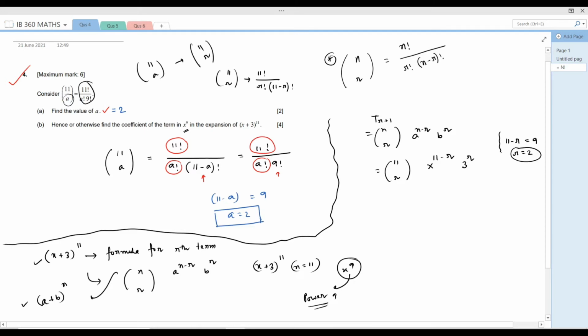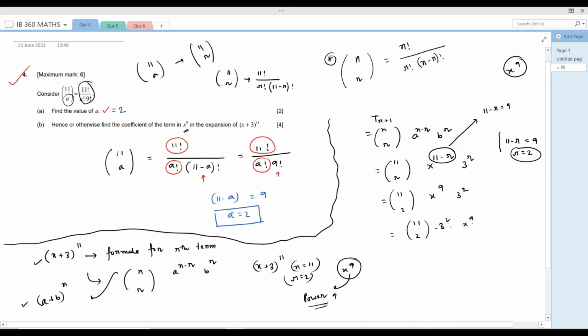Now the value of r is, here I am writing n equals 11 and r equals 2. So from here we have 11C2, then x to the power 9 and 3 to the power 2. And also you can get the value of r from this equation, 11 minus r must equal 9, because this is x to the power 9, the power must be 9. So from here we are getting this equation. Now the value of the coefficient is 11C2 into 3 square into x to the power 9.